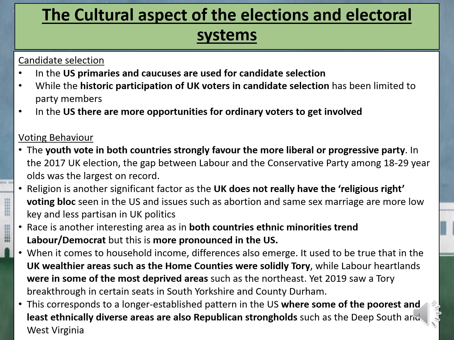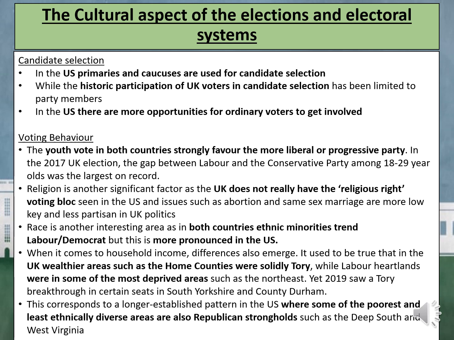The voting behaviour in both countries highlights some important historic and cultural differences, as well as similarities. The youth vote in both countries strongly favours the more liberal or progressive party. In 2017, in the UK election, the gap between Labour and the Conservative Party among 18 to 29-year-olds was the largest on record. Age is an equally significant predictor of voting behaviour in the US. In the 2008 midterms, according to exit polls, 68% of voters aged between 18 and 24 chose the Democrats. The pattern was evident too in the 2020 presidential elections.